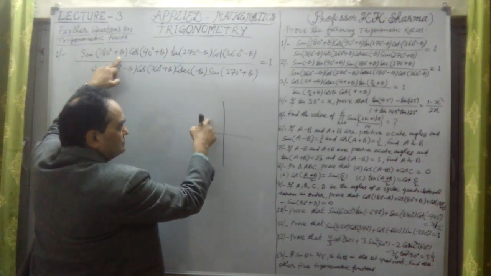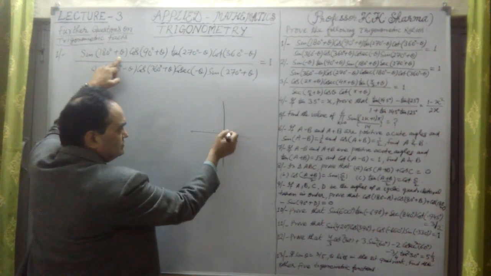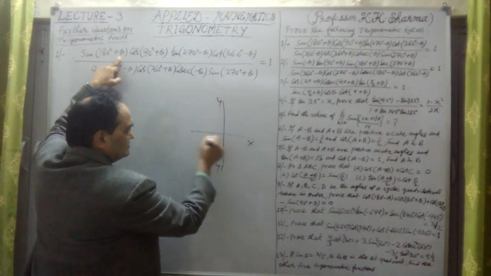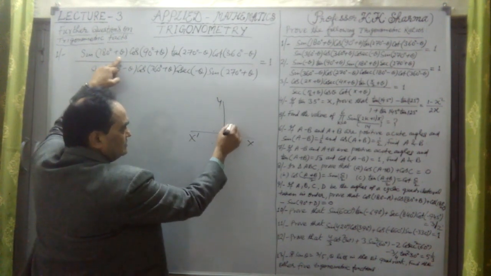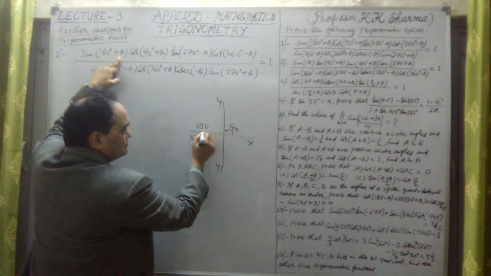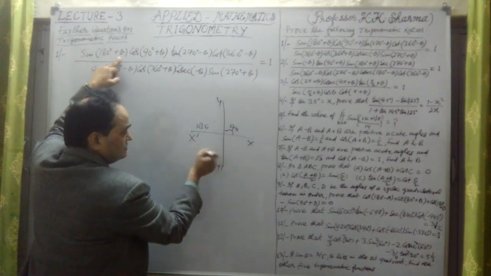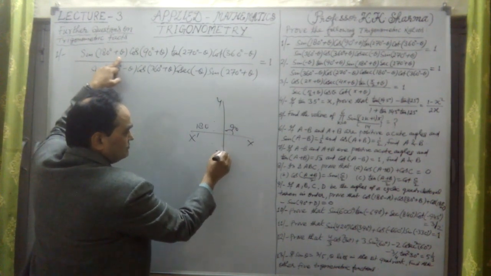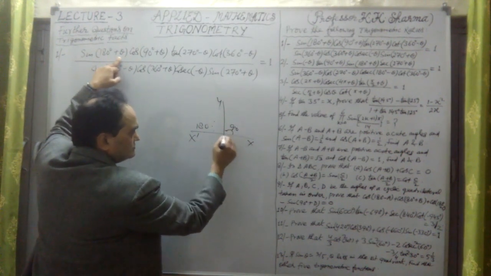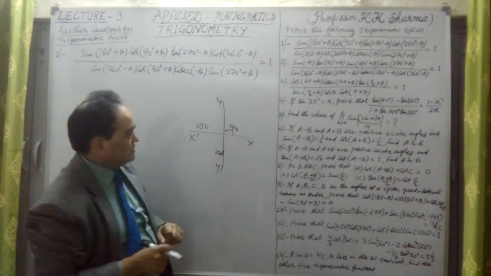The first quadrant is up to 90 degree, 90 plus theta and 180 minus theta are in the second quadrant, 180 plus theta up to 270 degree in the third. This is the y dash axis, x axis, x dash axis. 90 plus theta lies here up to 180 degree, 180 plus theta goes up to 270 degree, that is 90 plus 90 plus 90, and this is 360 degree. This is how we have to decide about it.